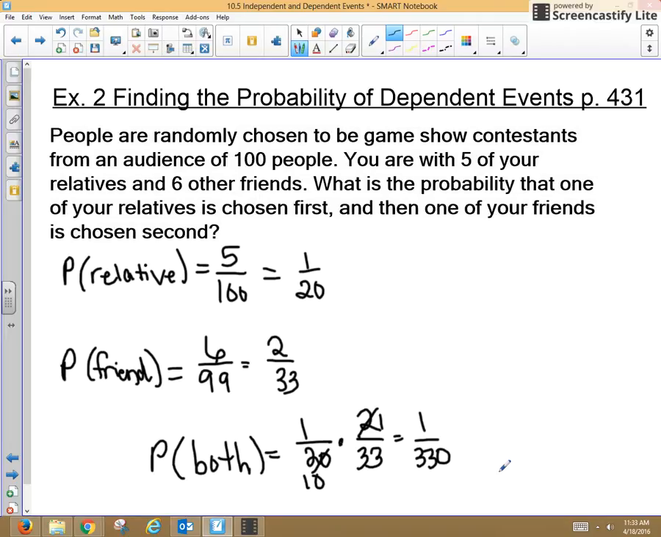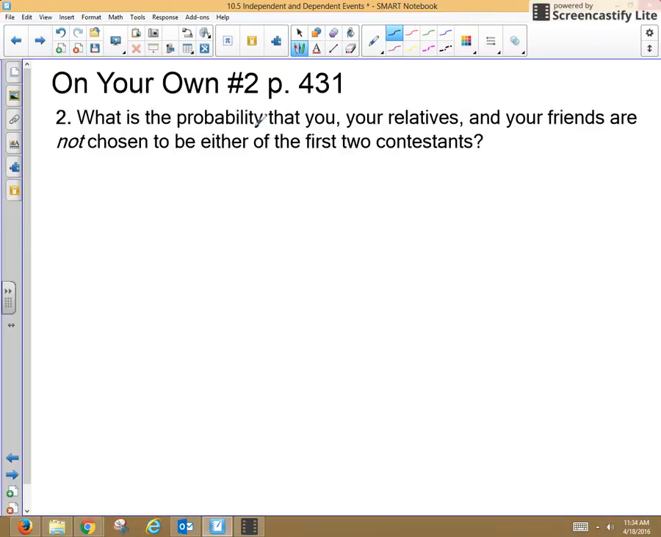If you have a calculator, go ahead and turn that fraction into a decimal. Don't forget to multiply your decimal by 100. This is a 0.3% chance that your relative and a friend will get chosen, less than 1%. Now, I'd like you to try on your own.